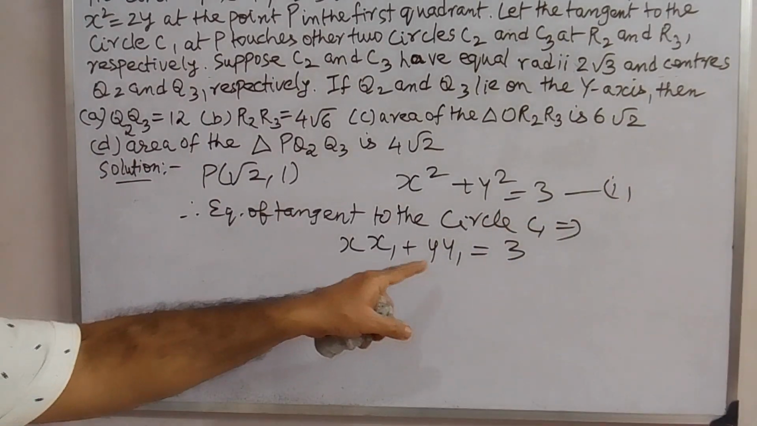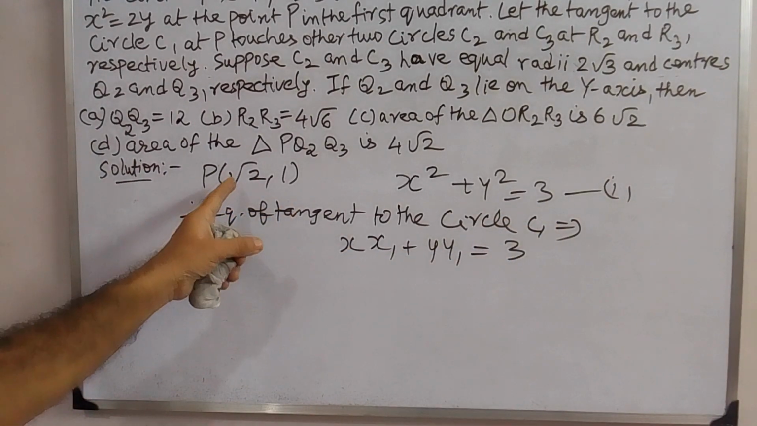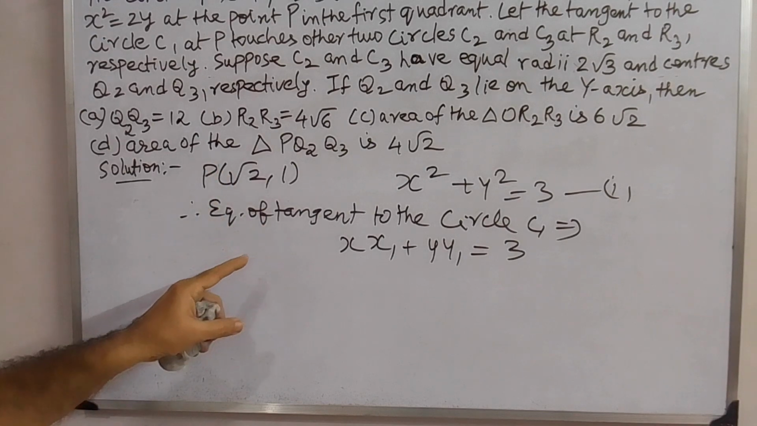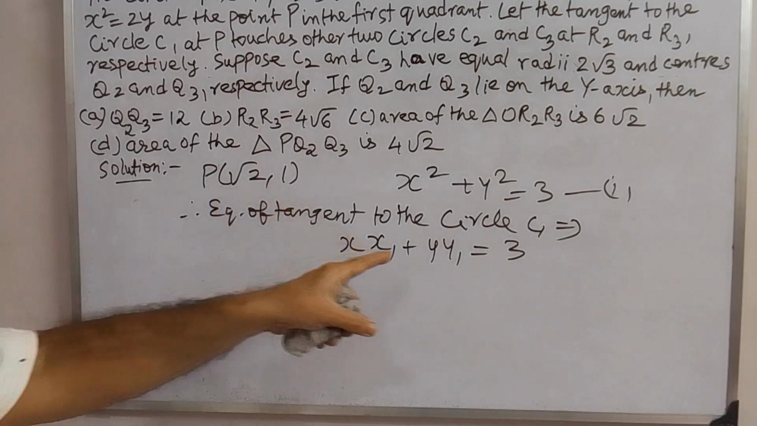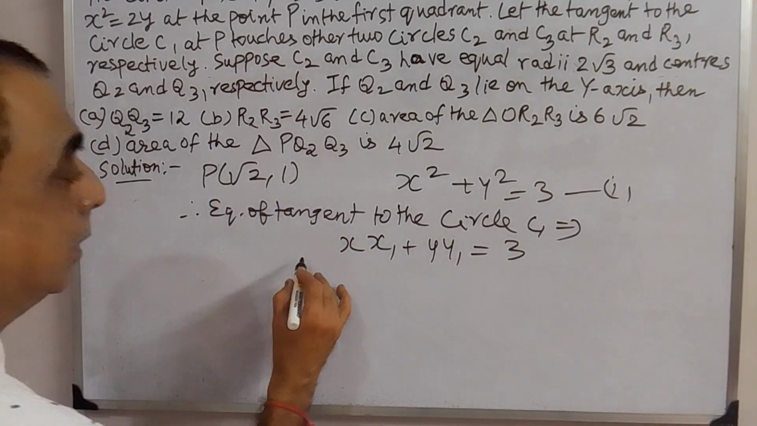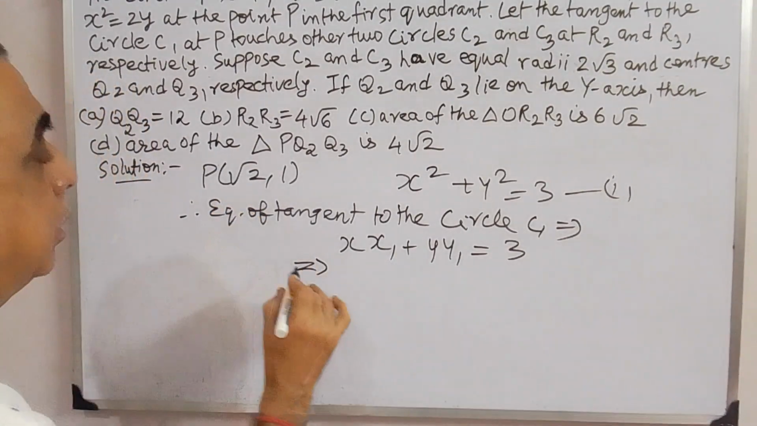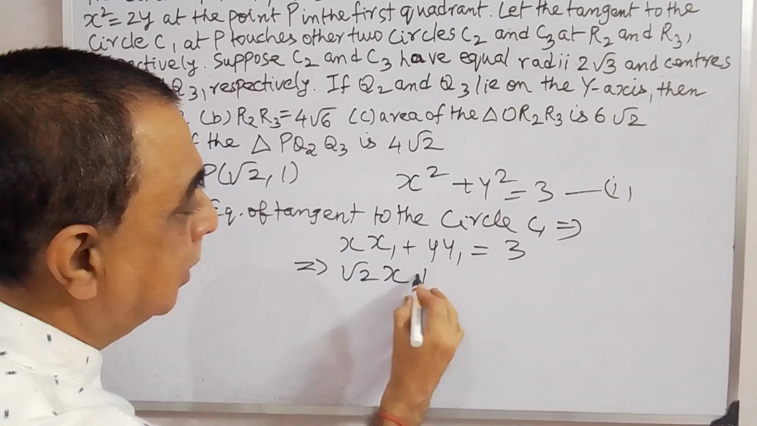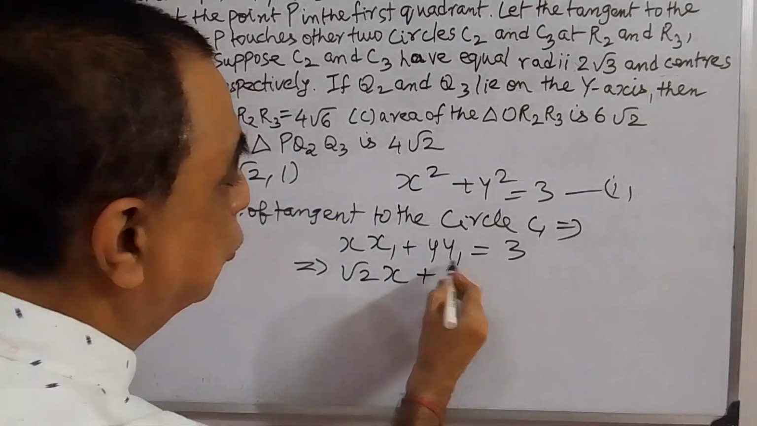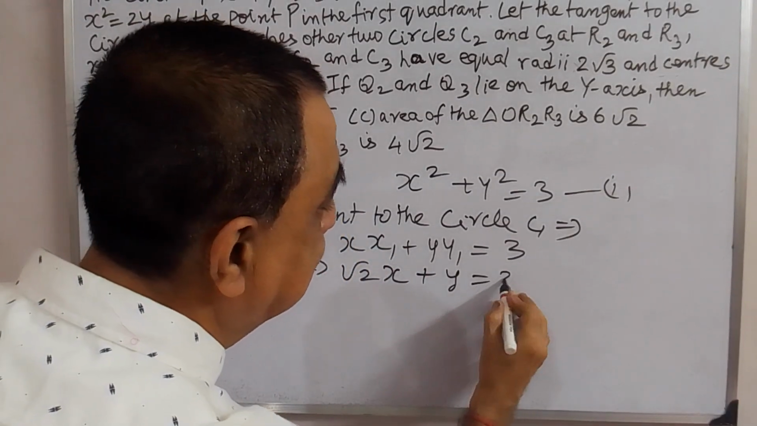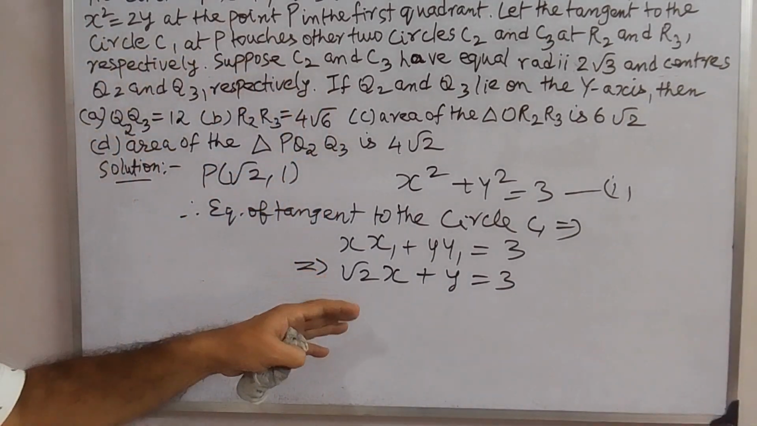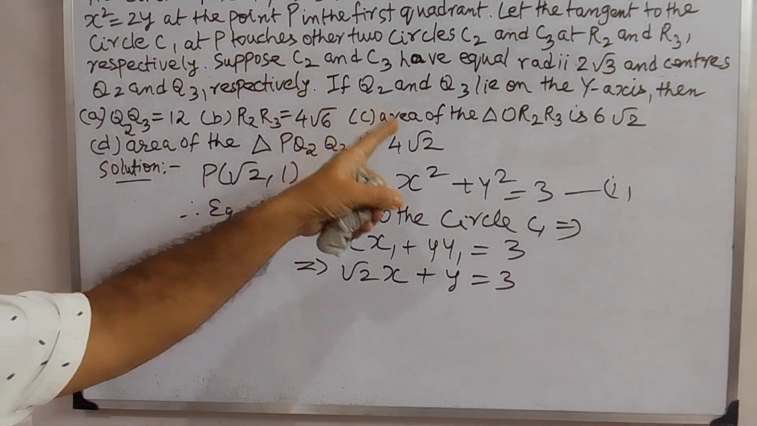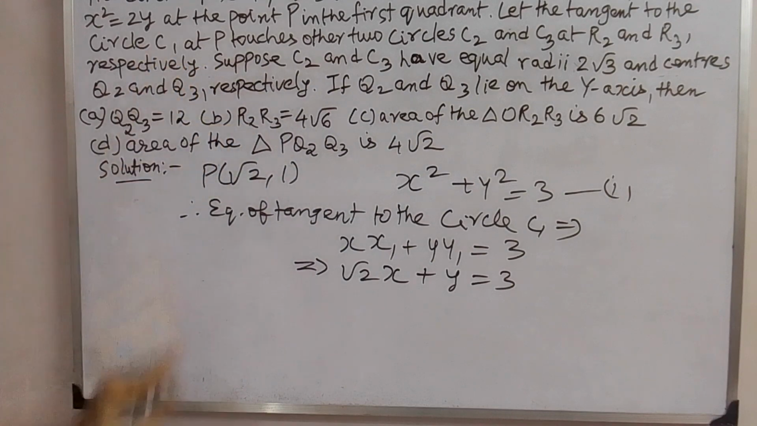And what is x1, y1? x1, y1 are the coordinates of the point P. For x1 it is root 2 and for y1 it is 1. Okay, so now put the values here. So for x1 you will put root 2, so root 2 x, and for y1 you will put 1, so 1 into y is y. So that is equal to 3. So this is the equation of the tangent to the given circle at the point P.